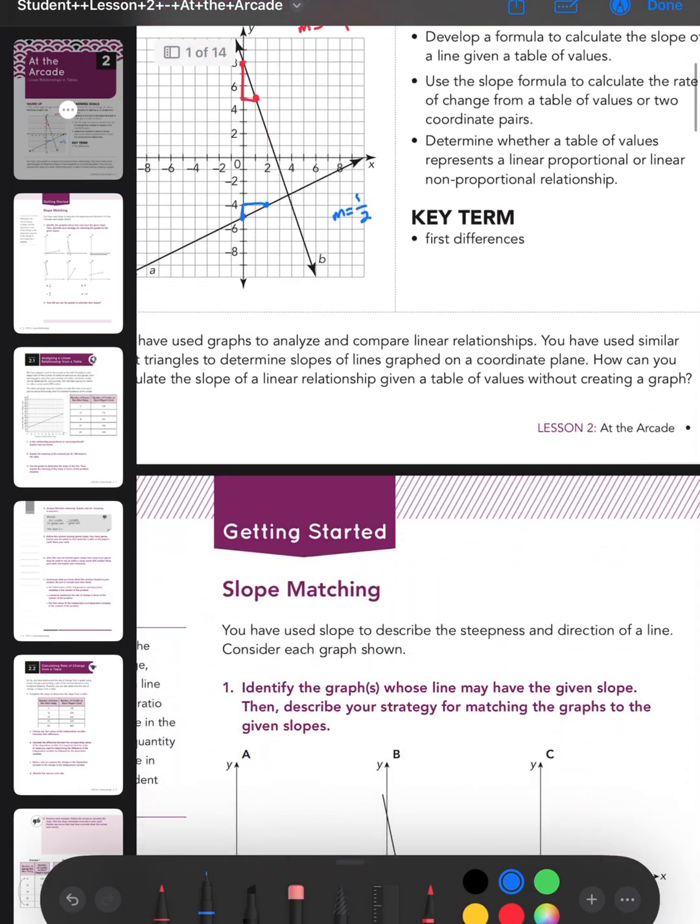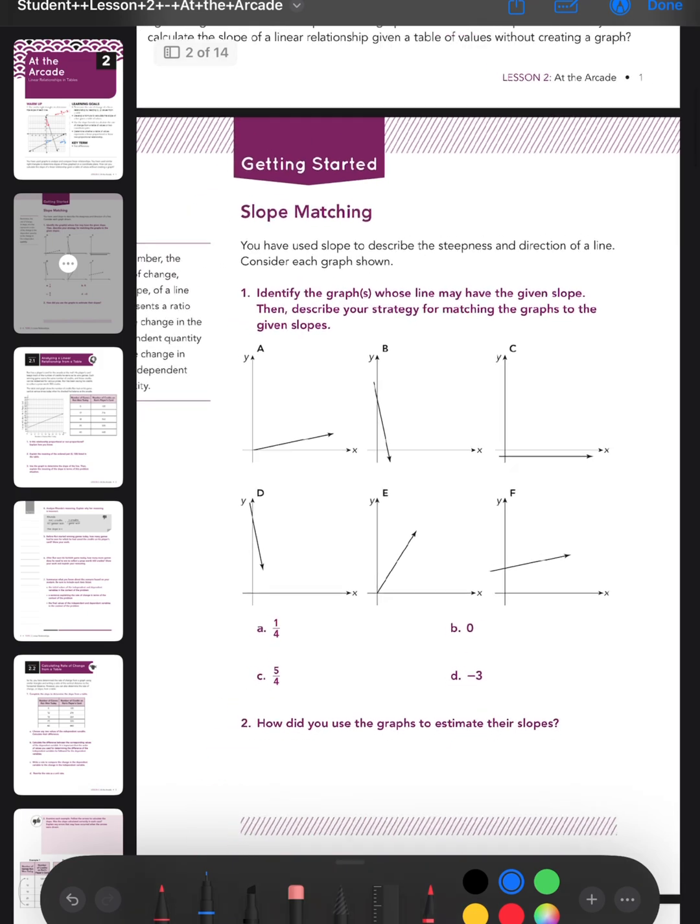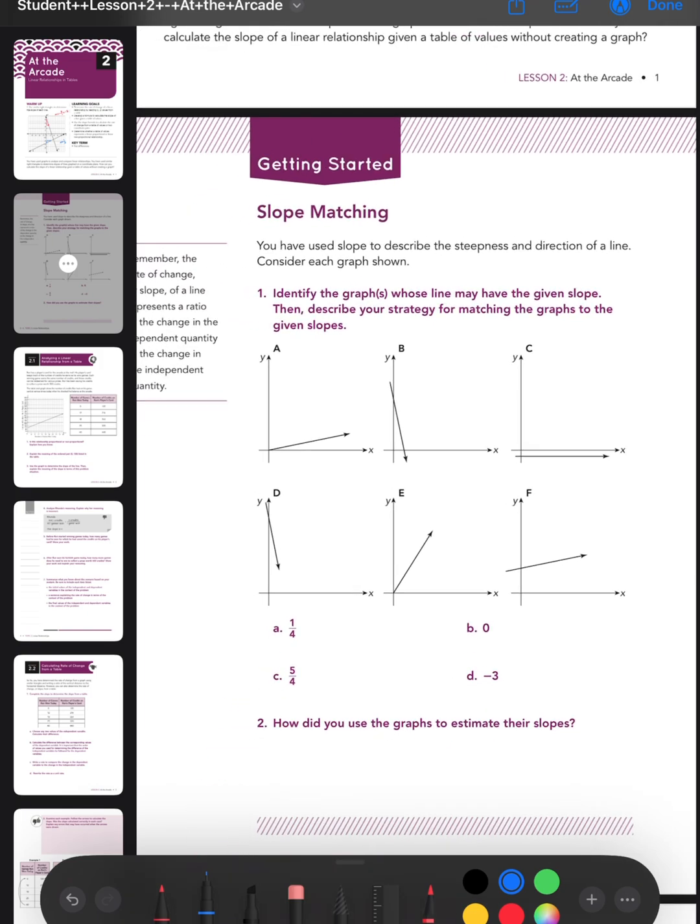All right, so moving on. Little slope matching activity to get started with. Identify the graphs whose lines may have the given slope, then describe your strategy for matching the graphs to each one. All right, so if we're looking at, let's say A. A looks like we have a slope that's increasing, so it's going to be a positive slope. And to me, it looks flatter than what the parent function would be, of just y equals x. So we're probably looking for a slope less than 1. So I'm going to say that would probably be A, 1/4, this one right here.